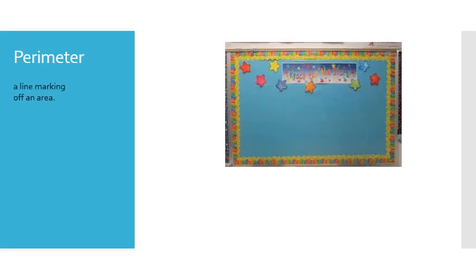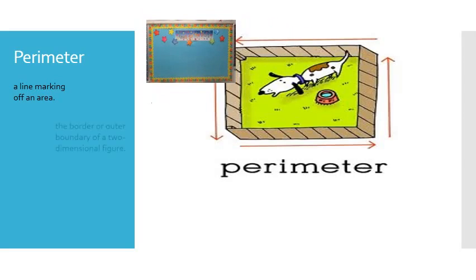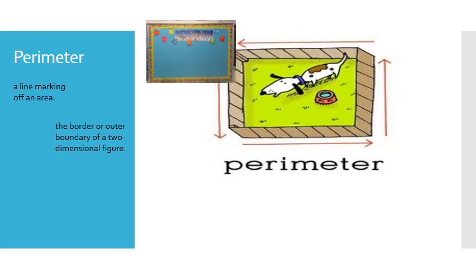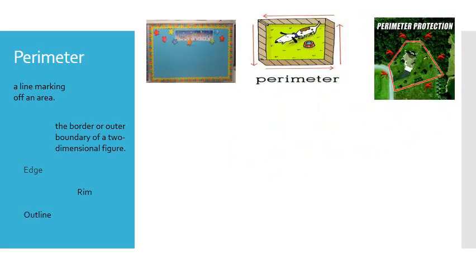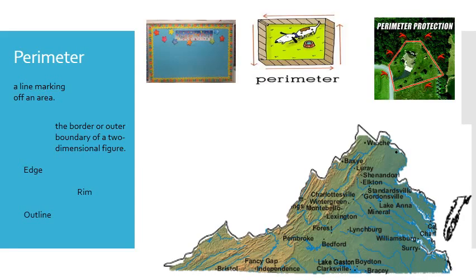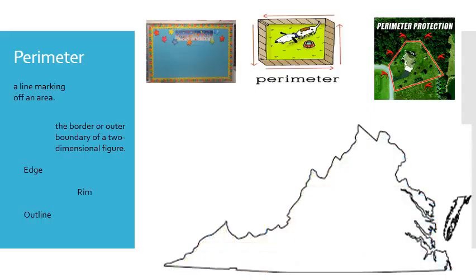Teachers use border to mark off the area or space of a bulletin board. Fences mark the outer boundary of your yard. Perimeter can be thought of as the edge, the rim, or the outline of any figure or real-life space. Here's an example of this area of the state of Virginia, and when you remove the area, you're left with the perimeter, also known as the border.